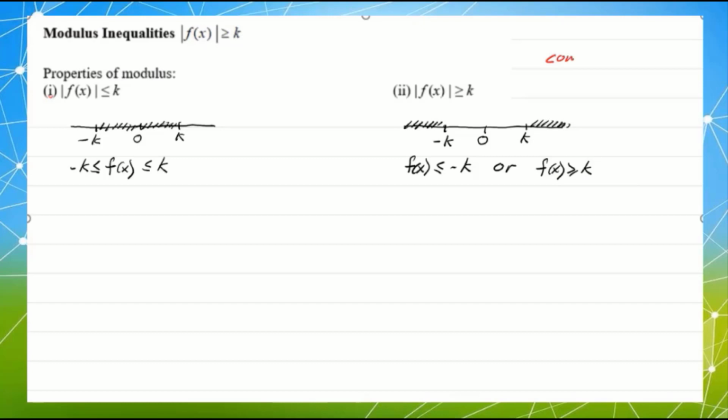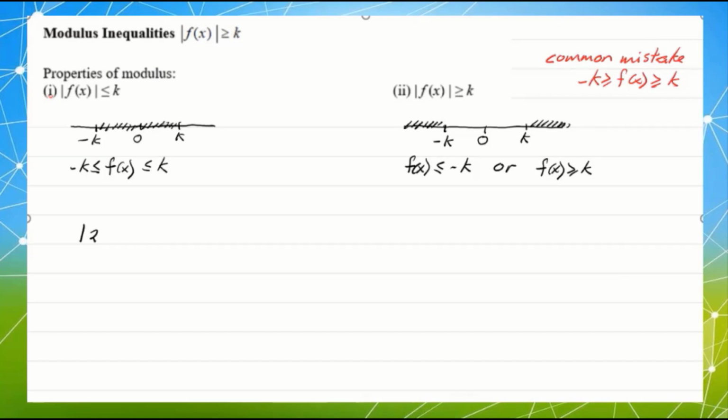But many students always make a common mistake: they combine these two inequalities into negative k greater than f of x and also greater than positive k. So this is definitely not correct.